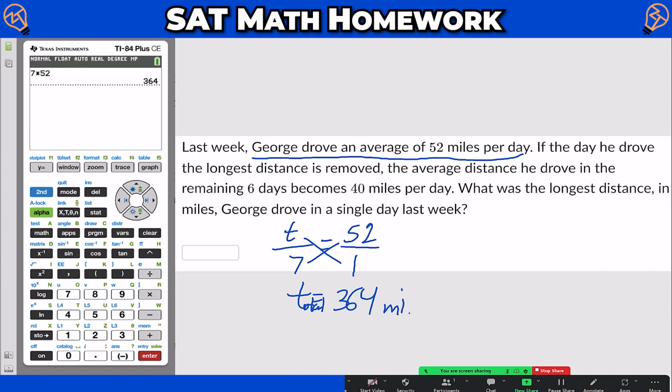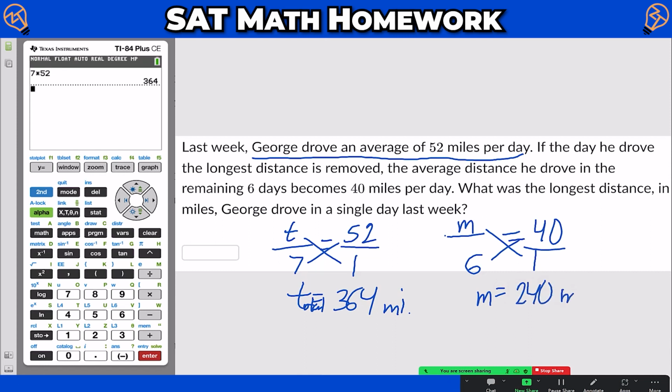Now, it then says, if the day he drove the longest distance were removed, that average distance ends up being 40 miles per day for those 6 days. Well, there's 2 ways I could actually approach this. I could say, well, let's figure out how many miles in total he drove in those 6 days in this scenario. So let's go ahead with that. I could cross multiply, use my calculator or not. I could just say 4 times 6 is 24, add a 0 at the end. So I know that that means he now traveled 240 miles in those 6 days.